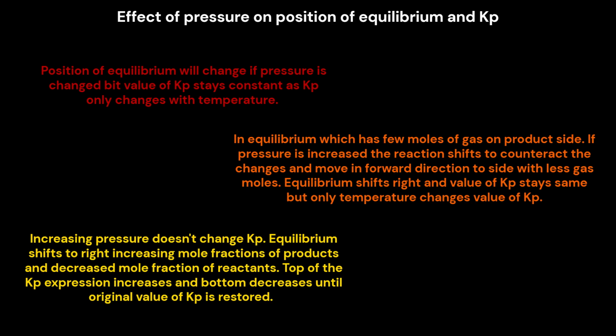The equilibrium shifts to the right, increasing the mole fractions of products and decreasing the mole fraction of reactants. The top of the Kp expression increases and the bottom decreases until the original value of Kp is restored.